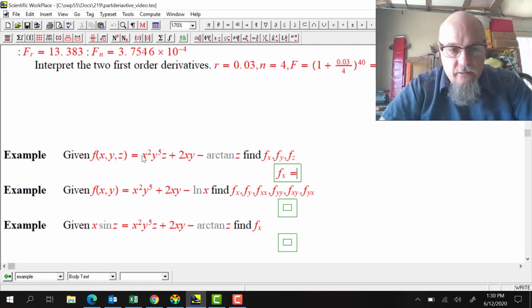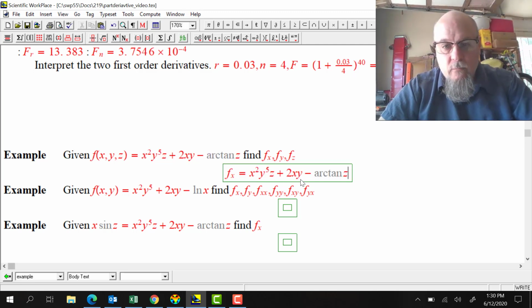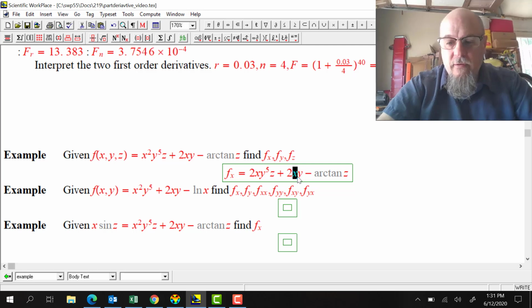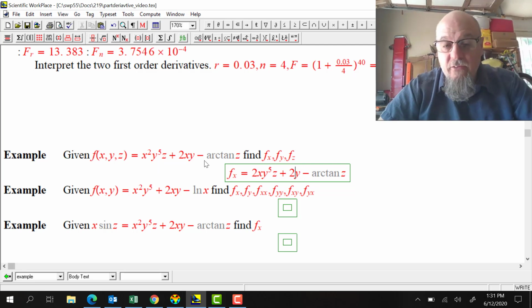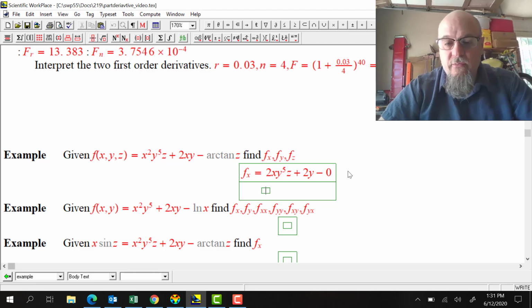So here I'm differentiating this function with respect to x. The 2 comes down, subtract 1 from the exponent, the y and the z are constant, so y to the 5th times z is a constant. For the derivative with respect to x, the 2y is a constant, and arctan of z is a constant with respect to x, so its derivative is 0. That was not too bad.